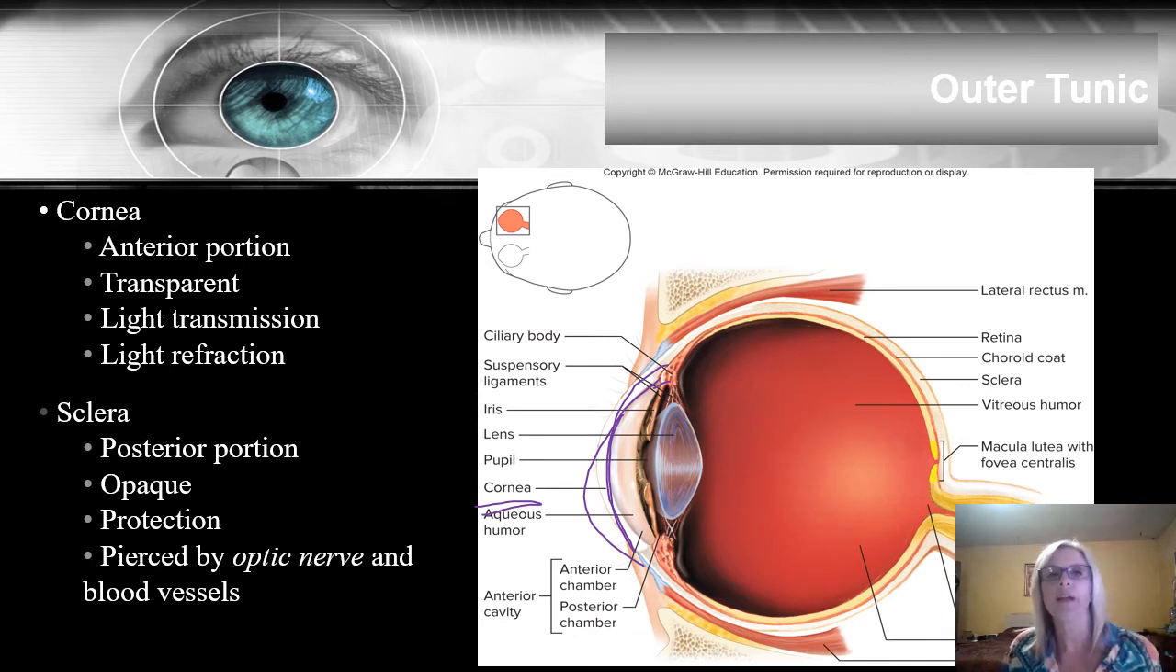Next we have the sclera, which is the white portion of the eye, and it is in the posterior, and you can see the sclera here, back here. This is kind of opaque. There's lots of collagen and elastin built in here. This helps to protect the eye in its attachment, and it is an attachment site for those extrinsic muscles. And this is pierced by the optic nerve and blood vessels, as you can see towards the back of the eye. It's harder to see in this picture, but the optic nerve is going to be coming through in this area here.